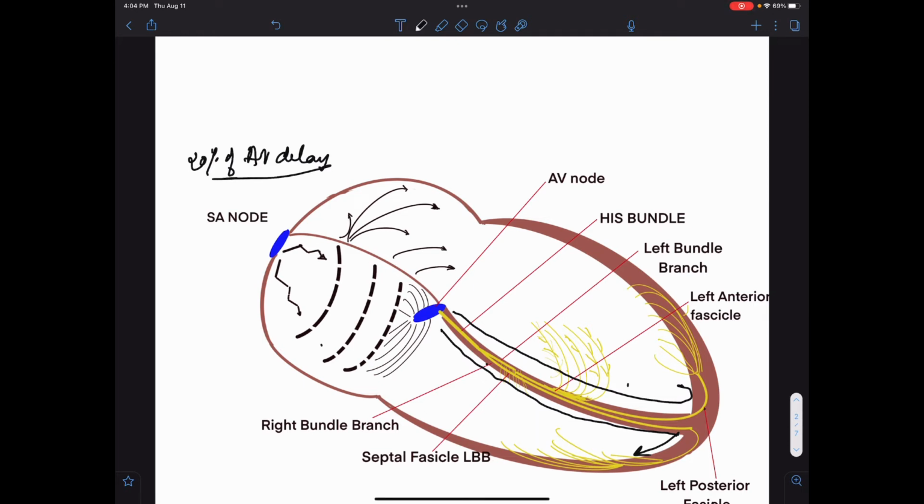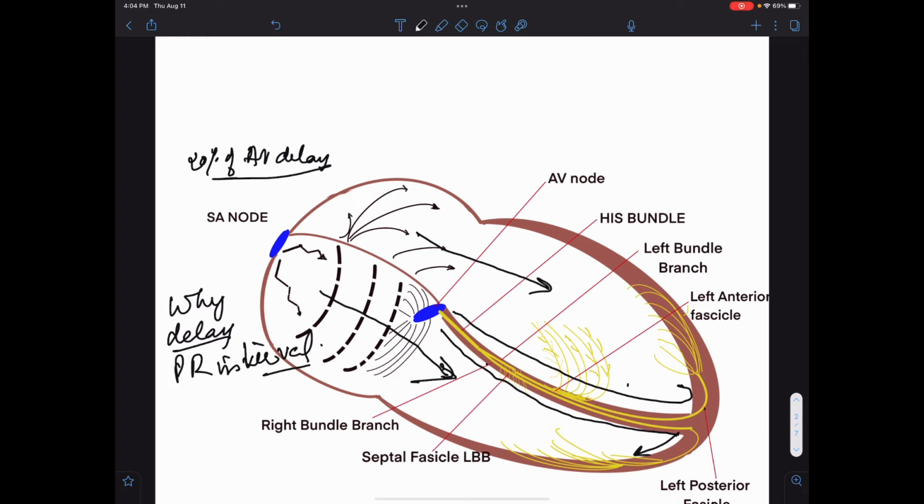Now, why is this delay there? Why is the PR interval there? The reason for this is that as the atria are emptying their contents both on the right and the left side, it needs time for the ventricle to fill up and start its own impulse. So if the whole thing is simultaneous, then there would be hardly any cardiac output. So the very important meaning of this delay is that the filling of the ventricle occurs during this period.